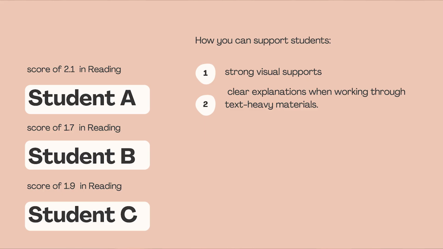Finally, we look at the domain of reading, where all 3 students scored below half of the top score. Reading is particularly challenging for multilingual learners. To support them, pictures and visuals will be key for comprehension. You'll want to continue using strong visual supports and clear explanations when working through text-heavy materials.